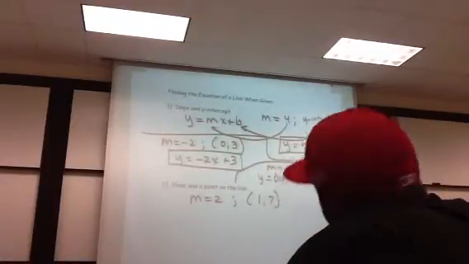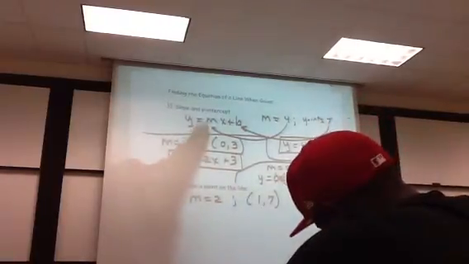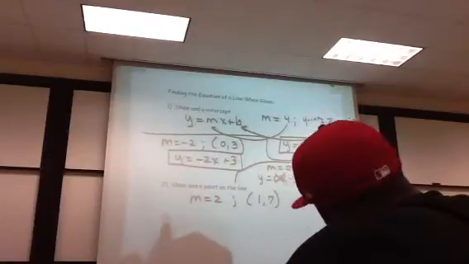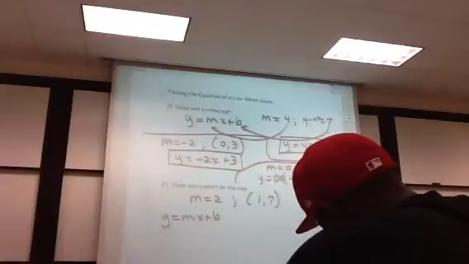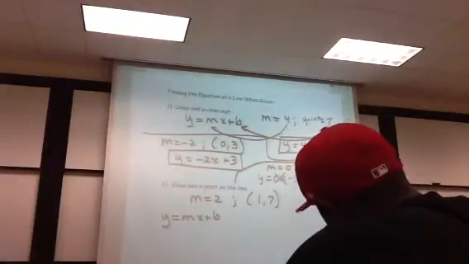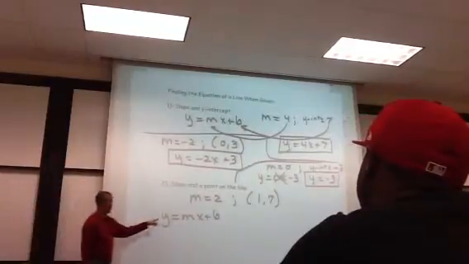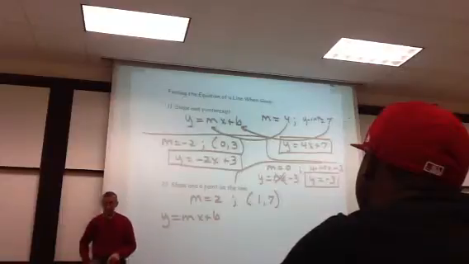Now, if I haven't told you this before, let me mention it. Every one of these scenarios goes back to y equals mx plus b. Okay? Every scenario goes back to y equals mx plus b. Question about this. How many variables are there in y equals mx plus b?